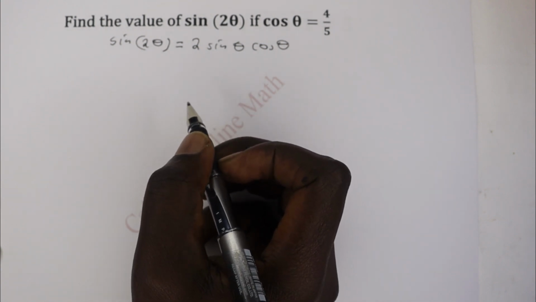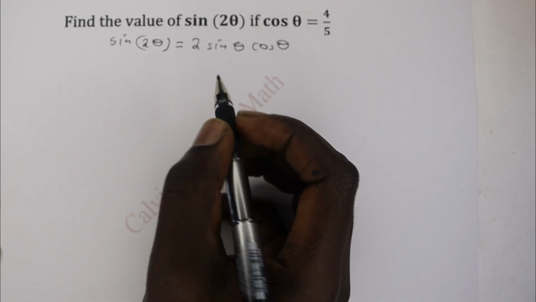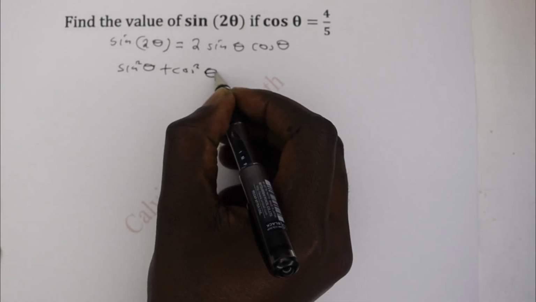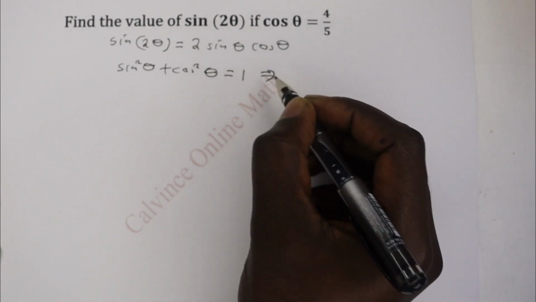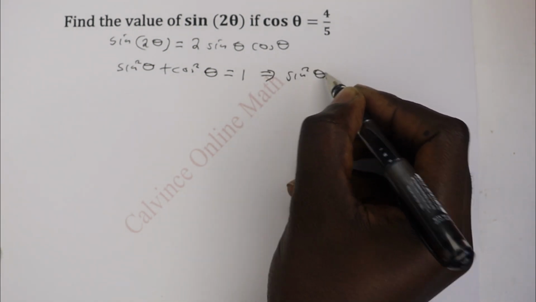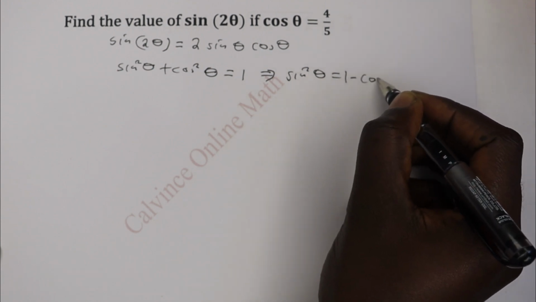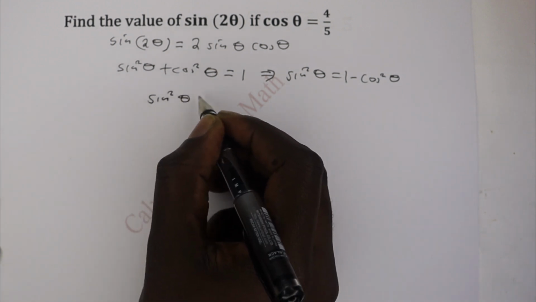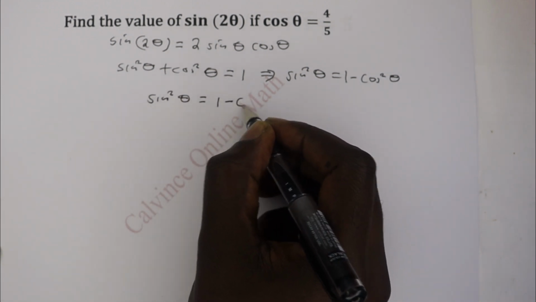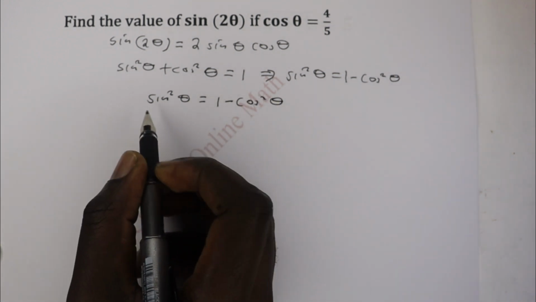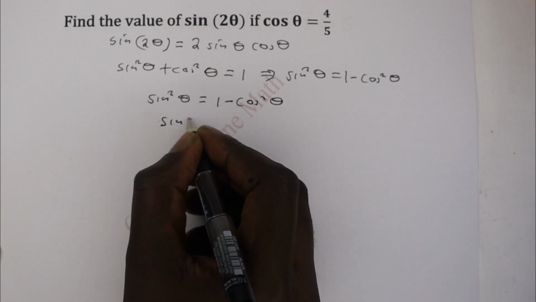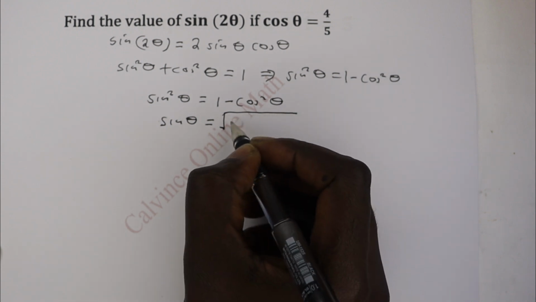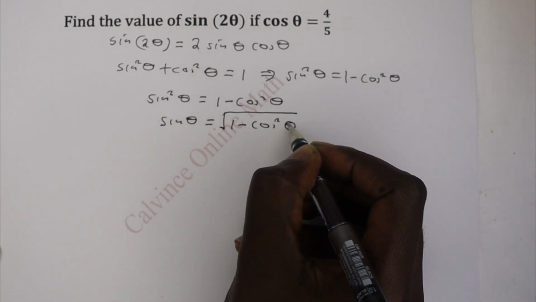Then the next thing is to express sine in terms of cos. And we are going to do that by using what we call the Pythagorean identity. That is, sine squared theta plus cos squared theta is equal to 1. So that sine squared theta is equal to 1 minus cos squared theta. So now that we have sine squared theta being equal to 1 minus cos squared theta, we can get sine theta alone by getting the root of 1 minus cos squared theta.